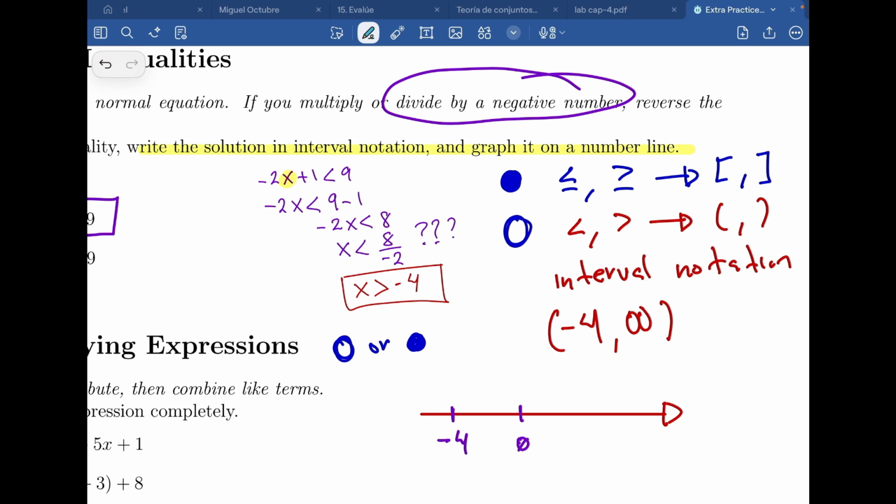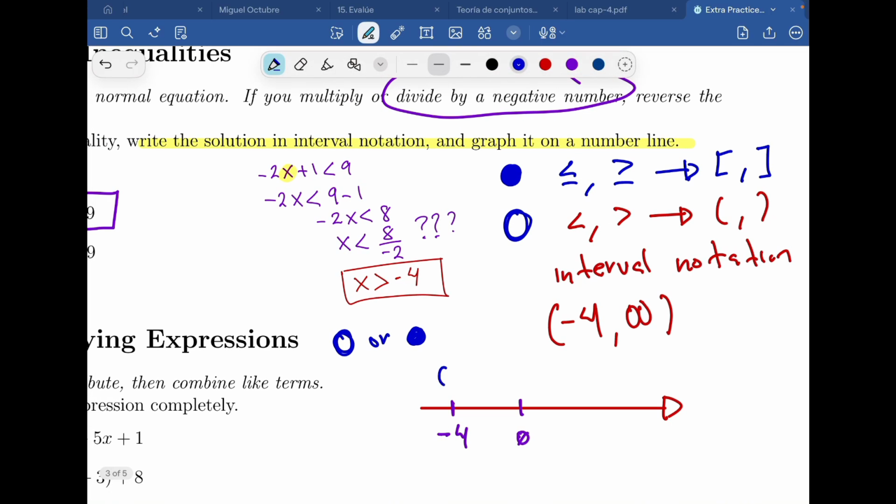Obviously in this case we have this situation. So here using the number line, we are going to use open circle to say that this is greater than minus 4 until what? Until the infinite. So we use the arrow to say that this is the infinite, and that's it.